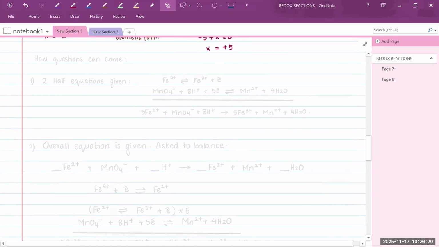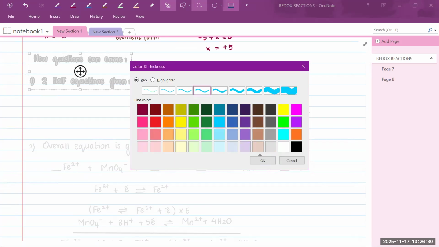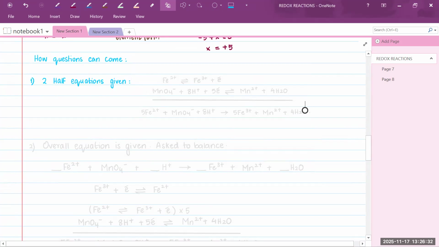Now moving on, we'll see how questions usually come in the exam. How can you expect? First of all, you can be given two half equations, and then you will have to make an overall redox reaction with those. That means you don't have to use a data booklet to find the half equations. They'll be given to you, okay? Overall redox reaction you will have to find with this.